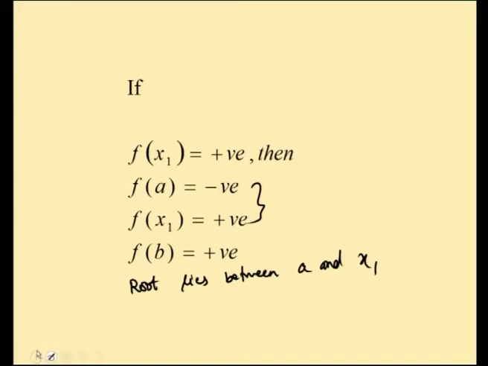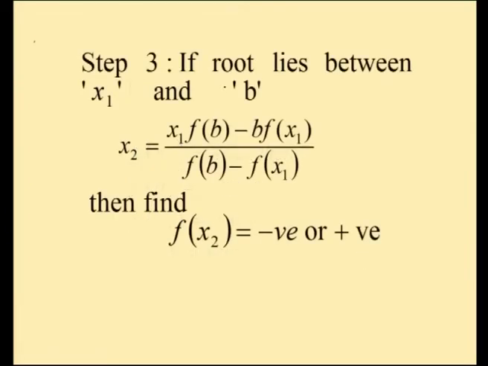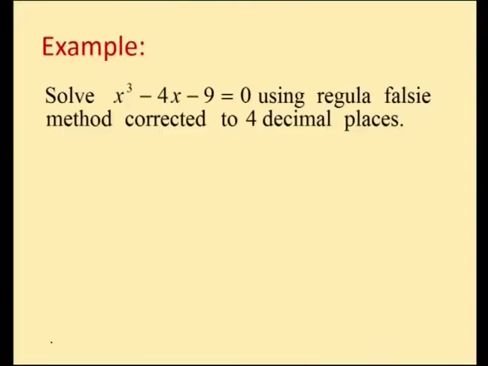There are two possibilities: one, the root lies between x1 and b; another, the root lies between a and x1. So, if the root lies between x1 and b, then we get x2 is equal to x1 into f of b minus b into f of x1 divided by f of b minus f of x1. After finding x2, find out f of x2, whether it is negative or positive. Again write down in the order where there is a sign change, and accordingly find out x3. And as usual the iterations are continued till two consecutive iteration values are the same.